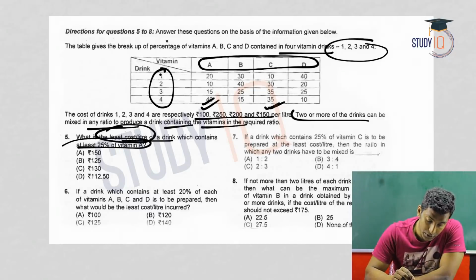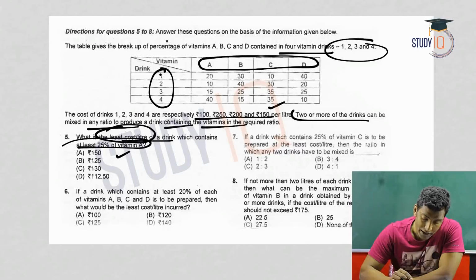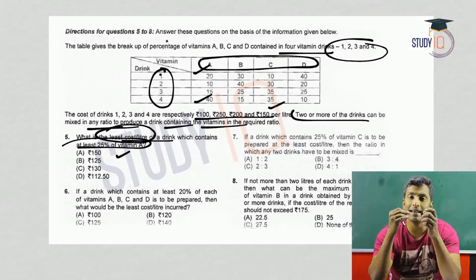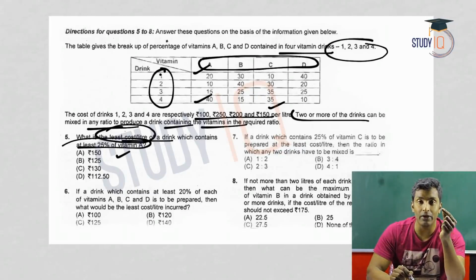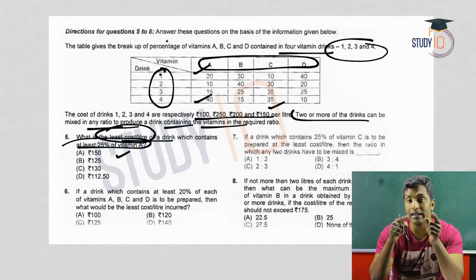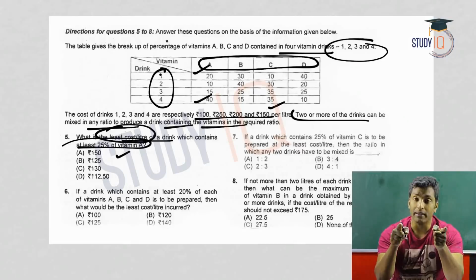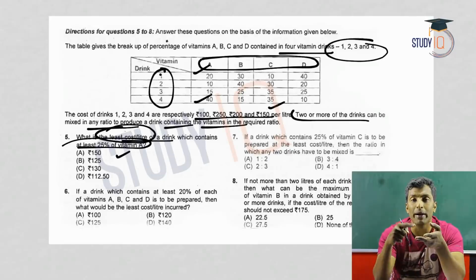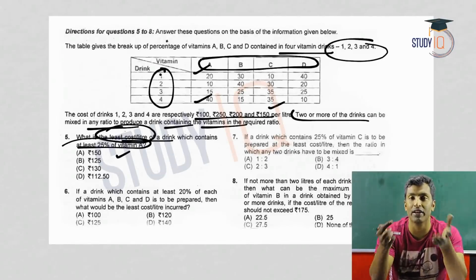Now what you need is to know the vitamin A percentage in that, right? See, drink 1 contains 20, drink 4 contains 40. So definitely if you mix this, I can make 25. Why? Because although drink 1 contains 20, drink 4 contains more than 20, so definitely I can match that difference. But if your drink 1 contains 20 and drink 2 contains 15, I cannot combine these two because I am never going to get 25%. Whatever ratio I mix, I will never get 25%, right?